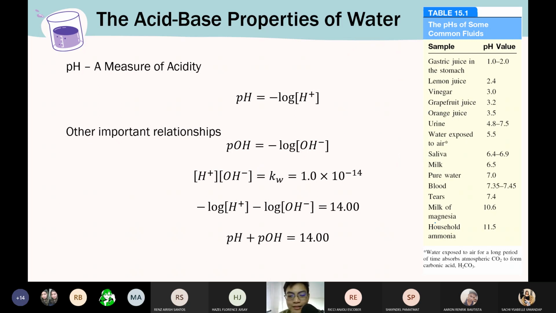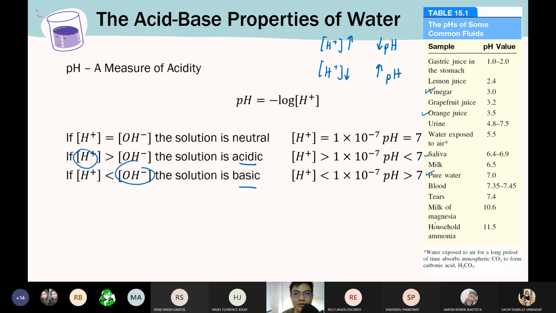Also, napapansin niyo that the pH scale is up to 14. Okay. Yung 7, magegets niyo yan. Bakit siya equal to 7? Because if you place 1 times 10 raised to negative 7, basically magiging 7 lang talaga yan. So kapag ang H plus mo ay 1 times 10 raised to negative 7, pH is equal to 7.